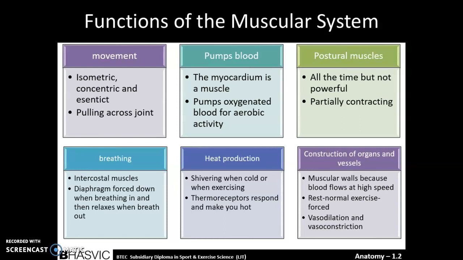Another function of the muscular system would be heat production. For example, shivering when cold or when exercising. Thermoreceptors respond and make you hot.